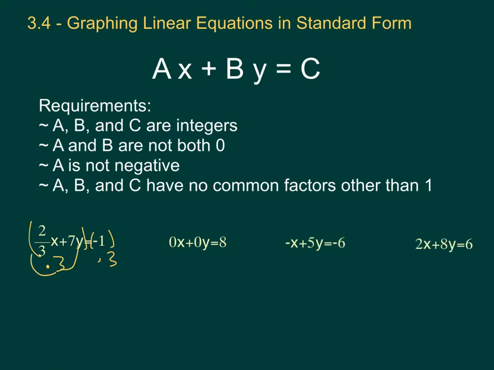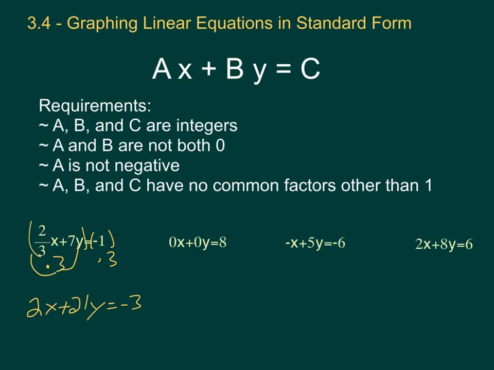The 3 will multiply by the 2/3, resulting in just 2x. Plus 3 times 7y is 21y, and 3 times -1 is -3. And so that there is actually in standard form. It's the same equation, just looks like it's technically in standard form there.